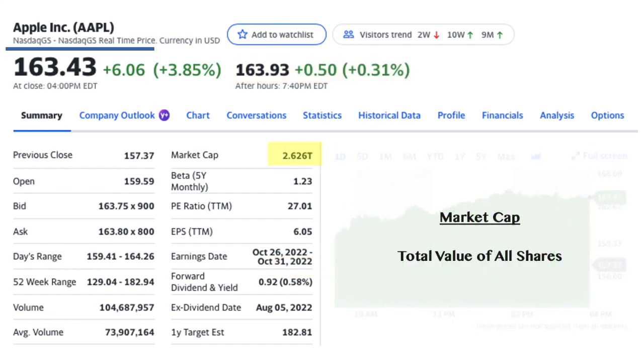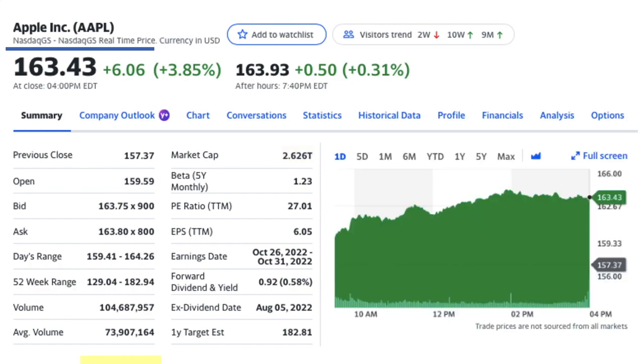Here you'll see highlighted the number for market cap. What this reflects is if you take all of the shares of the stock and multiply it times the stock price, that's the total value of the entire company. So market cap just means the value of all of the shares that are out there. And so for Apple in particular, you can see it's worth over $2 trillion, the entire company. And as I've mentioned before, it is the largest company in the world.